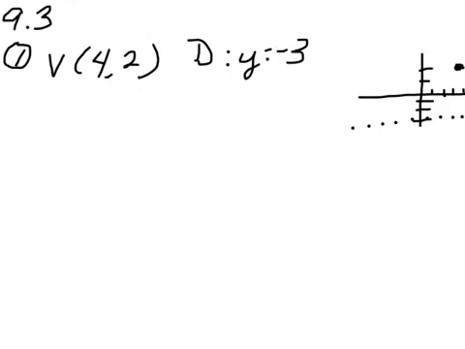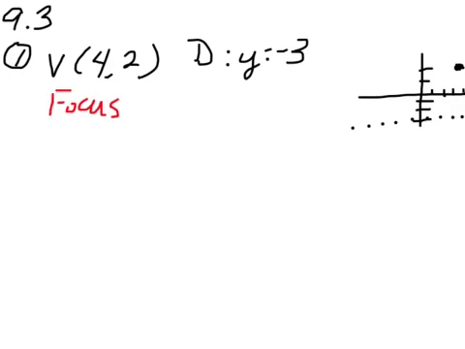Number 1 on section 9.3 tells us that they've given us two facts, and they want us to find the other thing. What they've given us in this one is the vertex, which I've graphed, at (4, 2), and the directrix, which is y = -3. What they want is the focus. That's the third thing that's missing here.